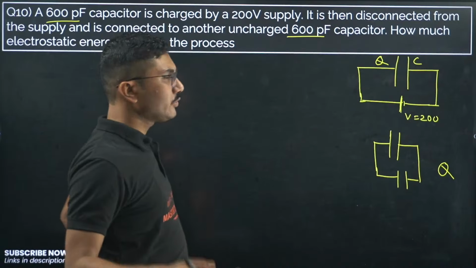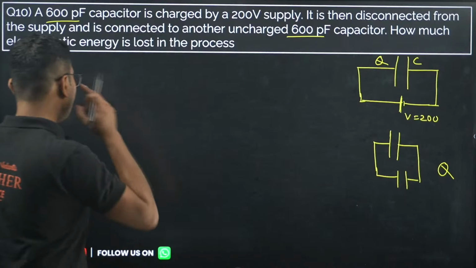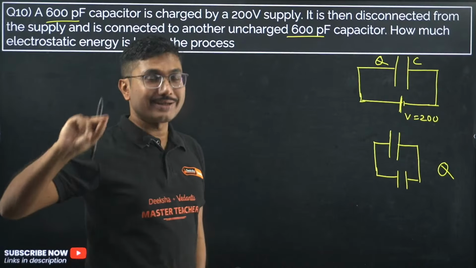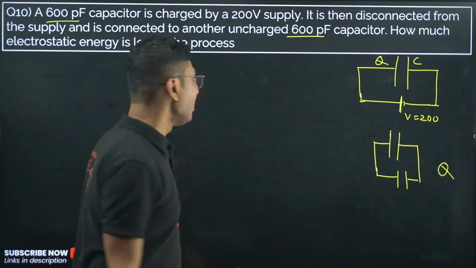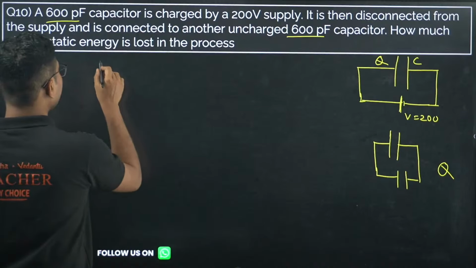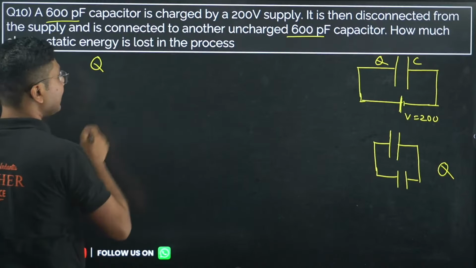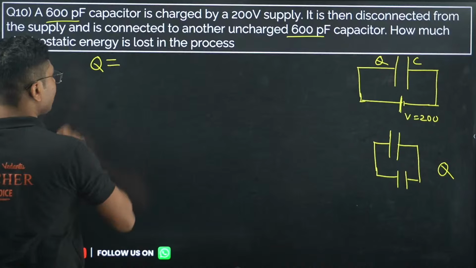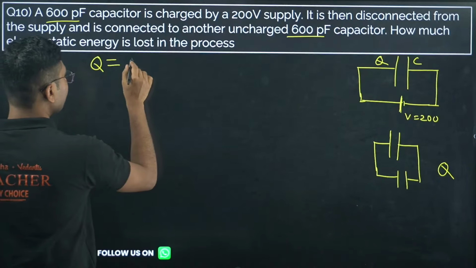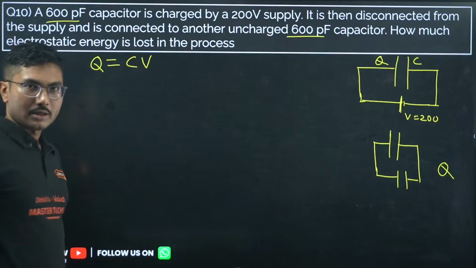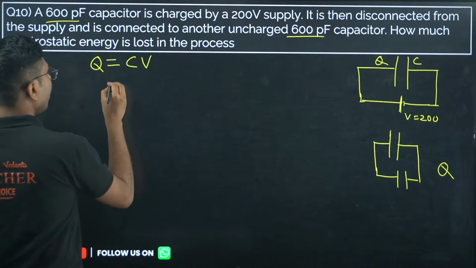Okay, now what is the formula? There is a shortcut trick to this question that I am going to show you. So we will calculate the charge stored. Initially, what is the charge stored? The initial charge stored is given by Q equals C into V.